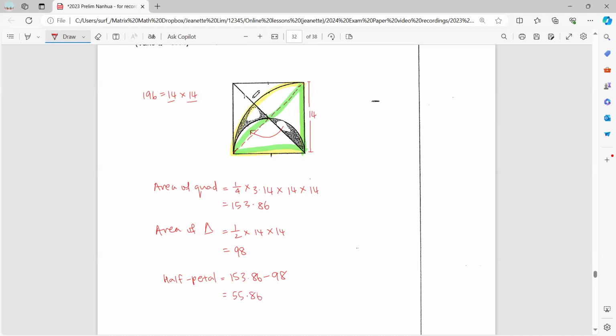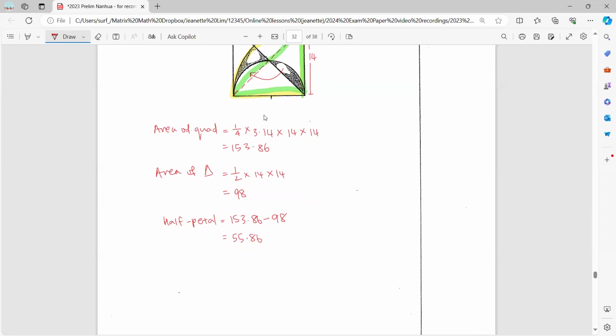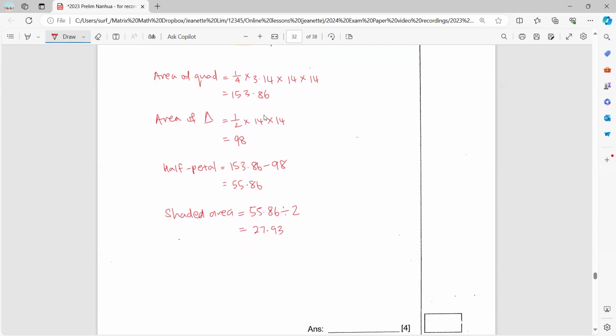Then halve it. Okay, we just want half of that, one half of this half petal. So let's find half of that, and that's the answer. So the shaded area is 55.86 divided by 2, 27.93 square cm.